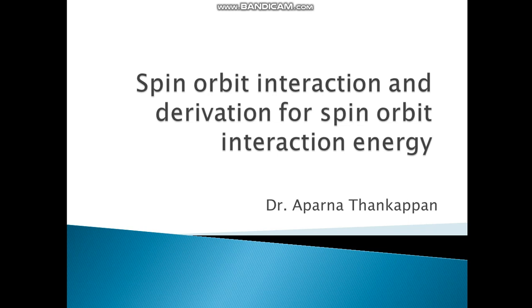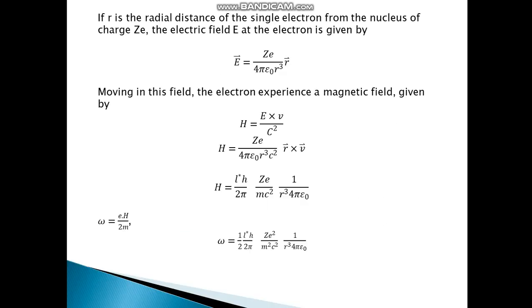The spin-orbit interaction is the interaction between the orbital angular momentum L and the spin angular momentum S. Let's go to the derivation part.